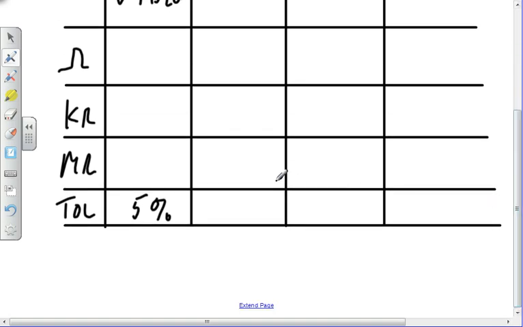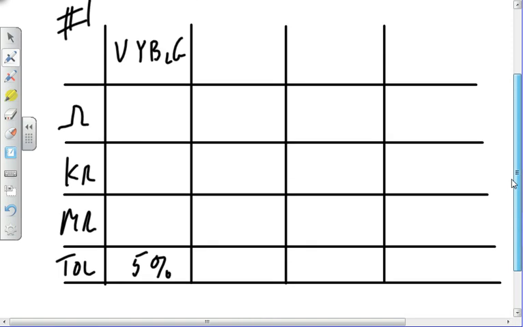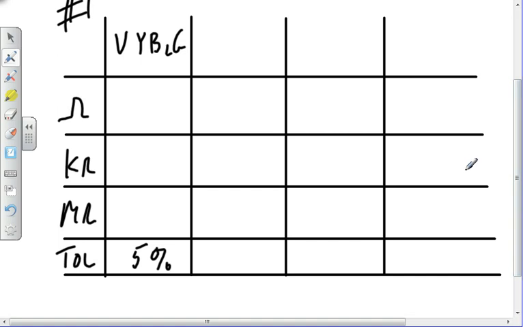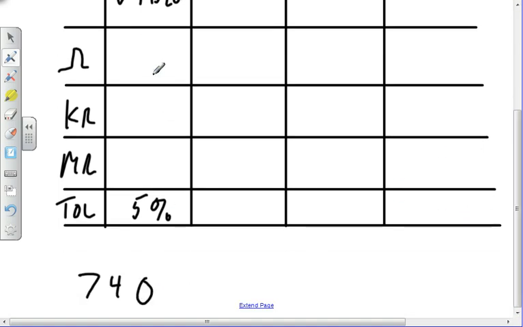And I look at violet. 0, 1, 2, 3, 4, 5, 6, 7. So violet's a 7. Yellow. 1, 2, 0, 1, 2, 3, 4. Yellow's a 4. And black is a 0. So that would be 74 ohms. Can you use that on the test? Yeah, could you print that out? Yeah.